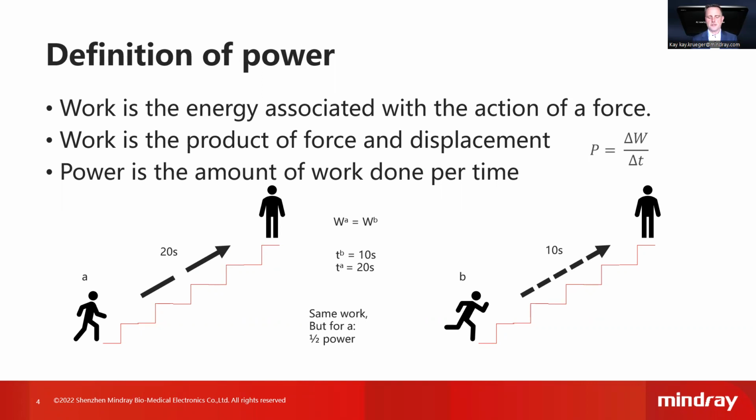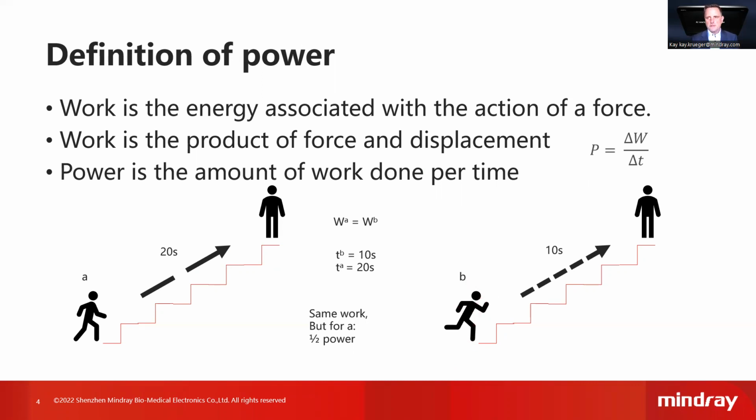In this example, you can see on the left-hand side someone going upstairs in 20 seconds, and on the right-hand side someone going up the same amount of stairs in 10 seconds. So both would do the same work, but because it takes more time on the left-hand side, he's doing it with 50% of the power of the person on the right-hand side.